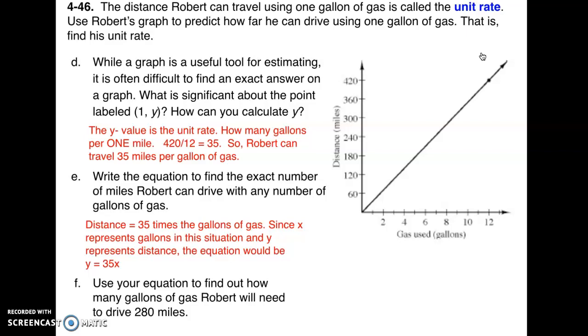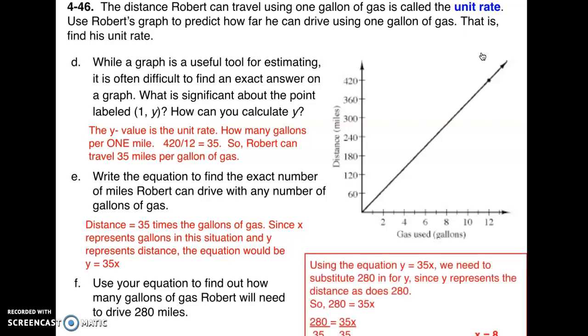In letter F, you're going to use your equation to find out, well, how many gallons of gas would Robert need if he needs to travel 280 miles? Since 280 miles is our y value, because y represents distance, we are going to replace or substitute 280 in for y. So if you see, in our equation y equals 35x, we're going to take out our y and substitute in 280, because that's the distance we're trying to figure out.